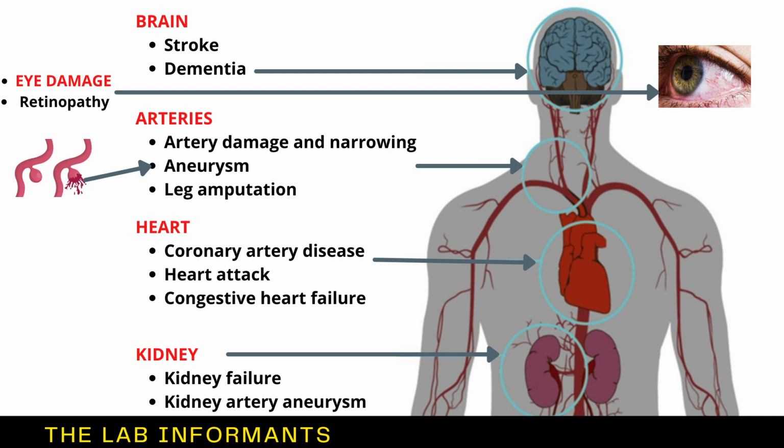Hypertension causes eye damage, a condition known as retinopathy, which leads to blindness. And to the arteries, hypertension can damage the arteries and cause them to narrow. Hypertension also causes the arteries to bulge outwards like a balloon, a condition known as aneurysm, which can lead to leg amputation. Hypertension also affects the heart, causing conditions such as coronary heart disease, heart attack, or congestive heart failure. And it can also affect the kidney, causing kidney failure or kidney artery aneurysm, where the renal arteries bulge like a balloon and weaken the area in the wall of the artery to the kidney.